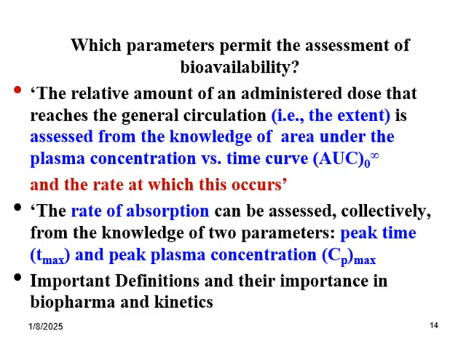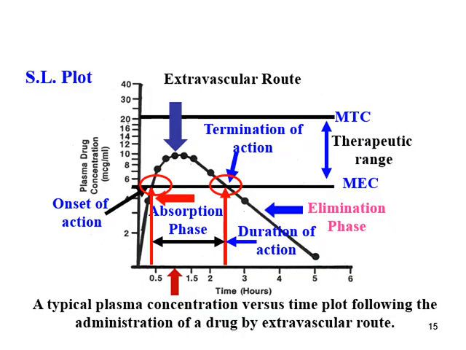And the rate of absorption can be assessed from two parameters. One is called Tmax. We will have a plot later. If you look at the plot, the curve has a peak, so that is peak time. And also the plasma concentration at the peak time, we call it peak plasma concentration, Cp max. So two parameters can be used to assess the rate of absorption. Now let's look at the plot.